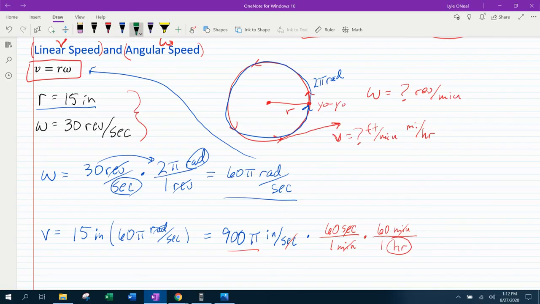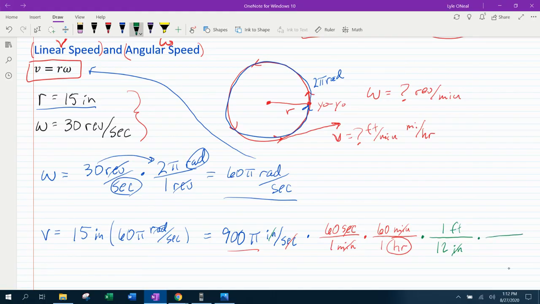And let's switch color, because the next thing I'm going to do is get rid of my inches, and instead I want miles. Okay, so inches are on top. I want to get rid of inches, so we're going to put inches on bottom. And I happen to know that 1 foot is equal to 12 inches. Here the inches are going to cancel. But then I've got feet, I need miles.